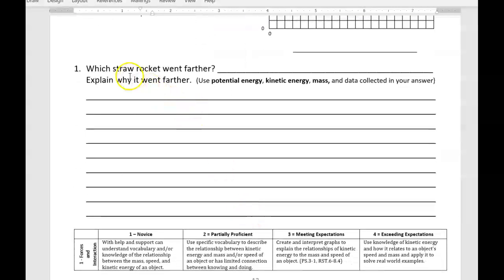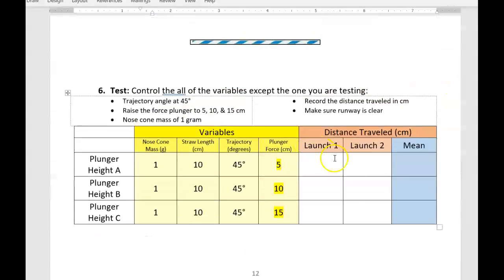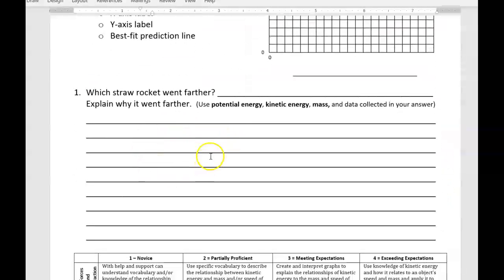Your question, which straw rocket went farther? Then explain why it went farther. Use potential energy, kinetic energy, mass, and data collected. So when you're proving it with evidence, you should be using data. You should be telling me measurements. You should be giving me proof with numbers on why or how, or just explaining what happened when you tested it. So you should be including the data that you collected in your answer, and then explain why that happened.